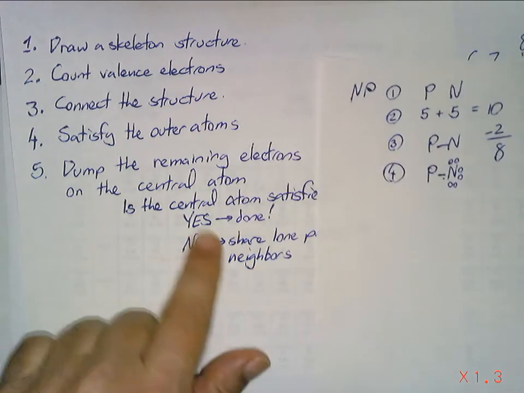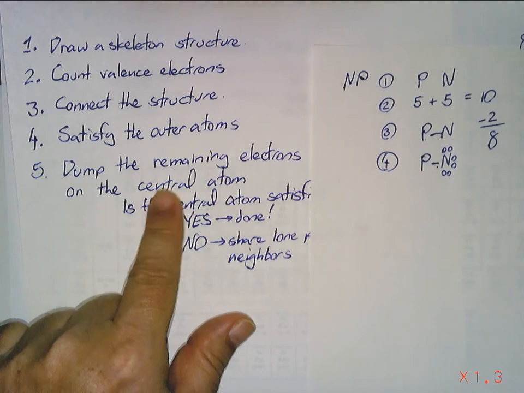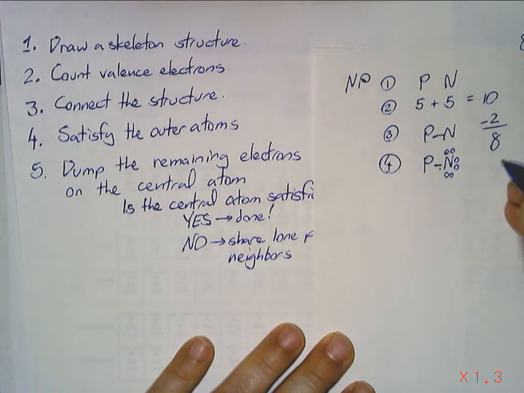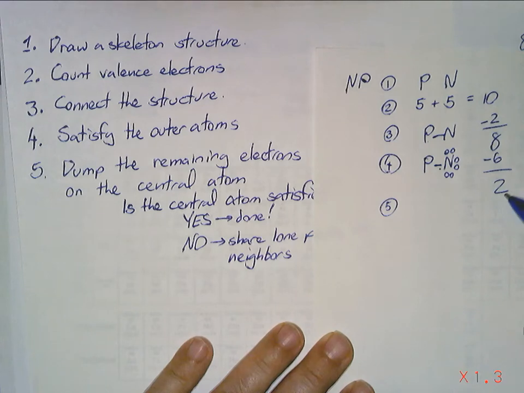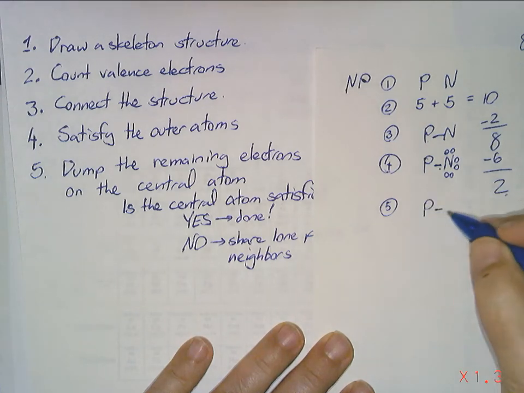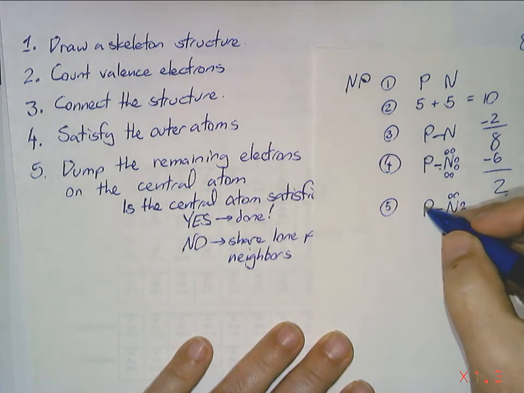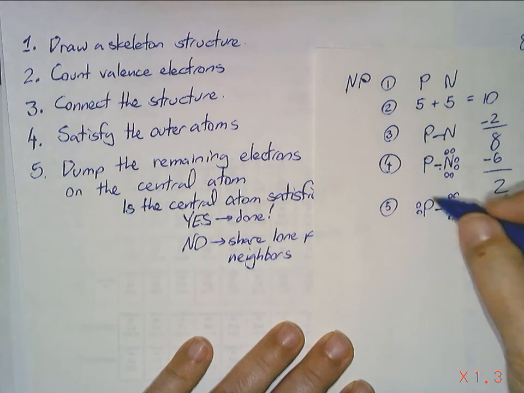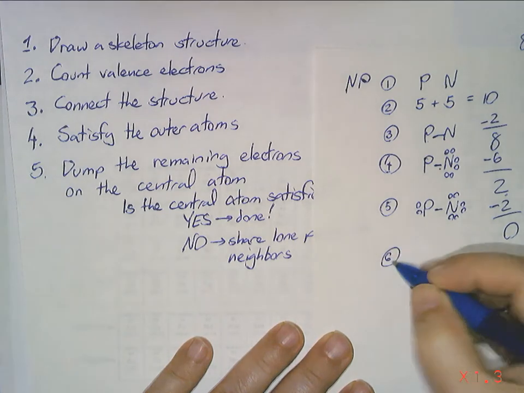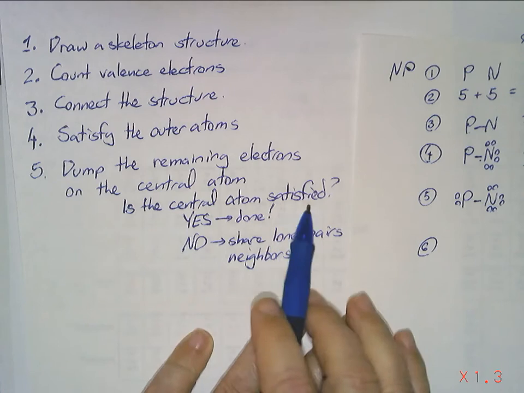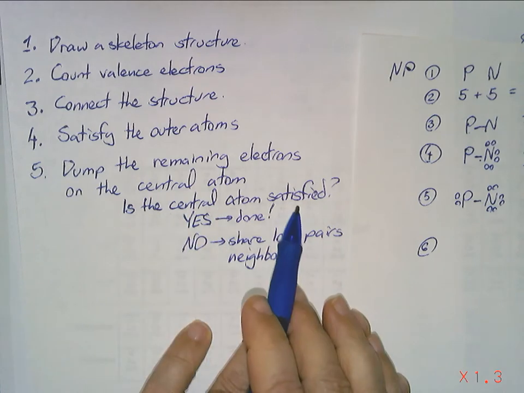Okay, the next step is dump the remaining electrons on the central atom. All right, I took away 6 electrons there, and I've got 2 at this point. So for step 5, I'm going to take these 2 and dump them on the central atom. Here's the structure I had. Take those 2 and dump them over here, or anywhere, on the phosphorus. Now I have none left. Okay? Step 6. Is the central atom satisfied?